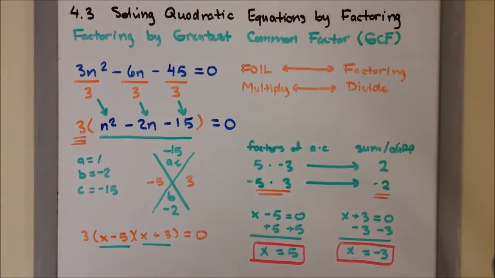Now, be very careful. If I were to ask you, just give me the factor form, this whole thing would be your answer. So the 3 on the outside, x minus 5, and x plus 3, that will be your final answer if I ask you for factor form.